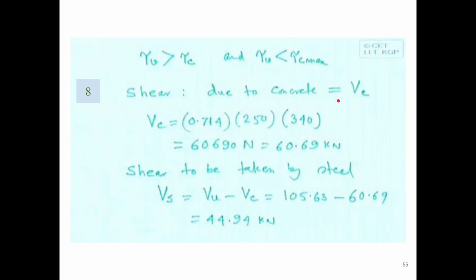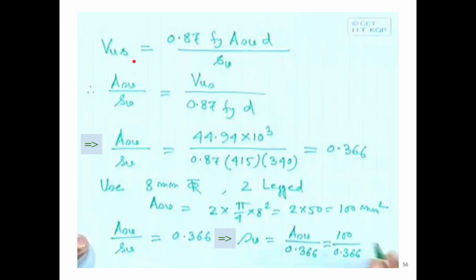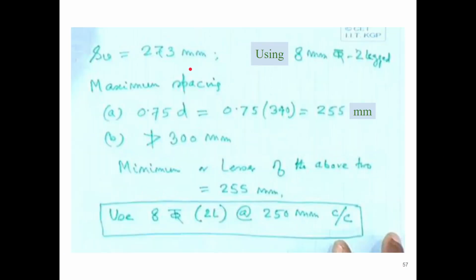So shear due to concrete will be Vc. Vc is 0.714 into 250 into 340, which is 60,690 Newton, that is 60.69 kilonewton. And shear to be taken by steel, Vs, is Vu minus Vc, which is 105.63 minus 60.69. So that will be 44.94 kilonewton. So we have to design for this. For this we have to use the formula again. Putting the values, we will get Asv by Sv as 0.366, and if we assume stirrups of two-legged 8 mm bars, Sv value will come to be 273.